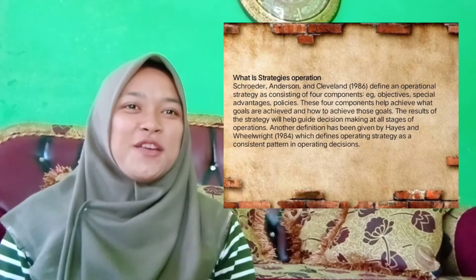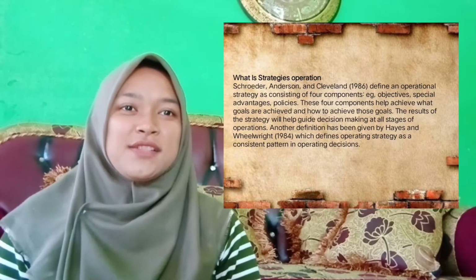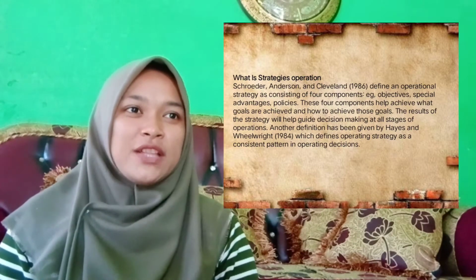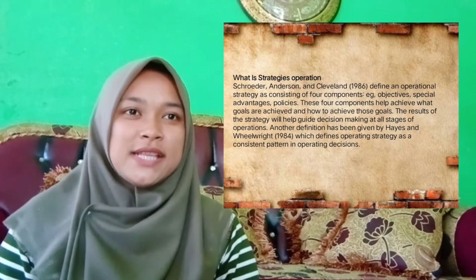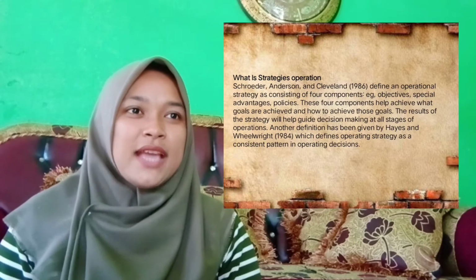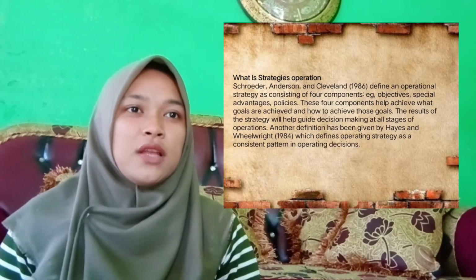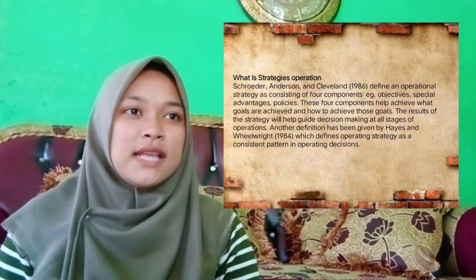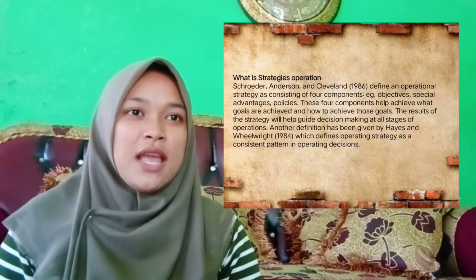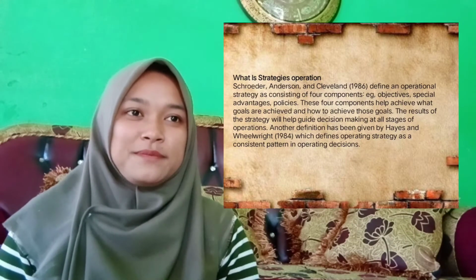Okay, next slide. What is operation strategy? Schroeder, Anderson, and Cleveland define an operations strategy as consisting of four components: mission, objectives, distinctive advantage, and policies. These four components help define what goals are to be achieved and how to achieve these goals. The result of the strategy will help guide decision making at all stages of operation.